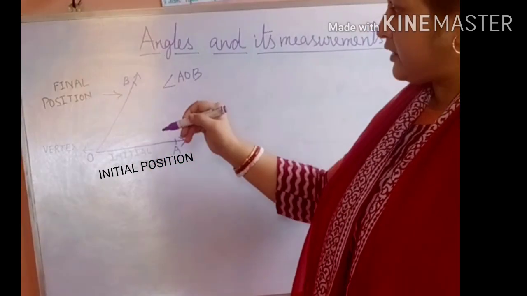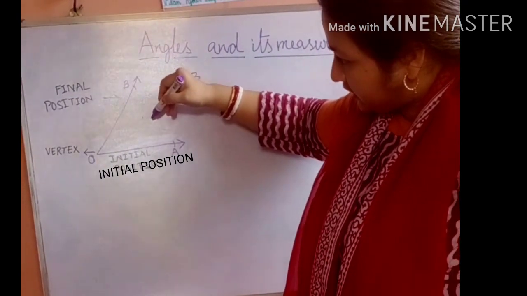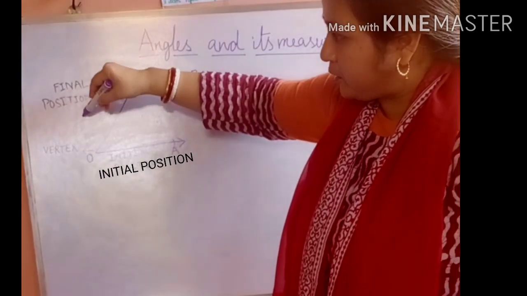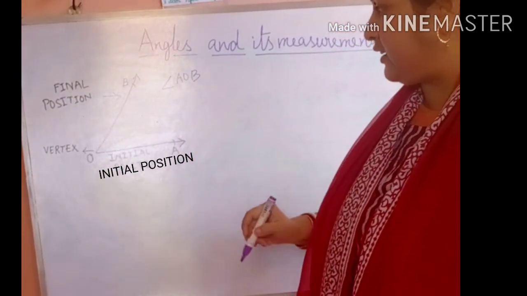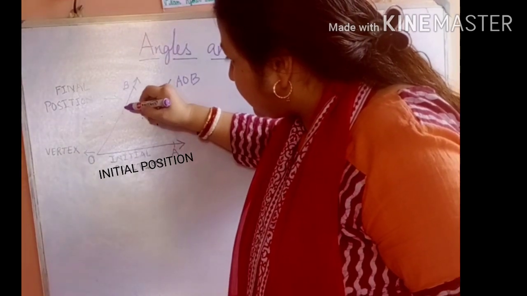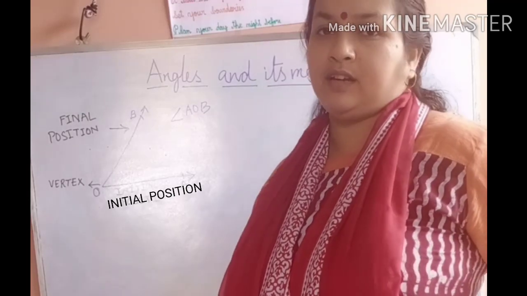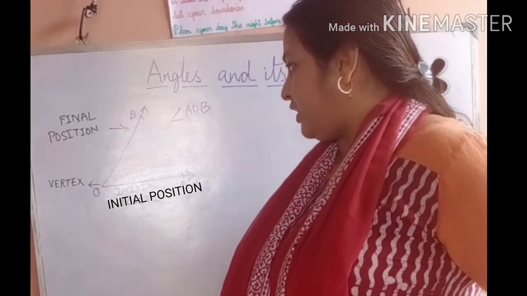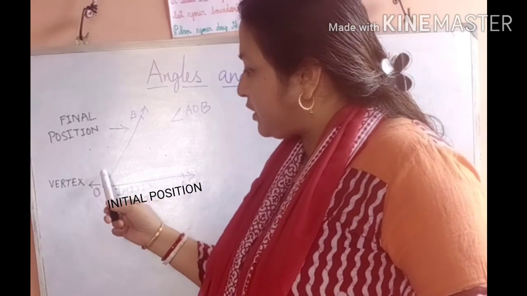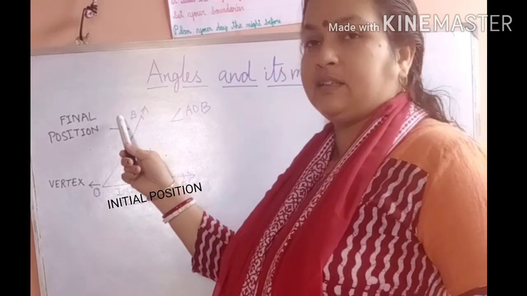The points which are inside are the interior points, and the points which are outside the angle are the exterior points, and the points which are on the rays are on the angle AOB. The magnitude of an angle is the amount of rotation through which one of the arms must be rotated about the vertex to bring it to the other arm.